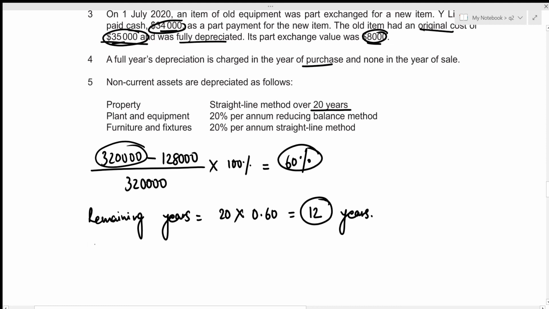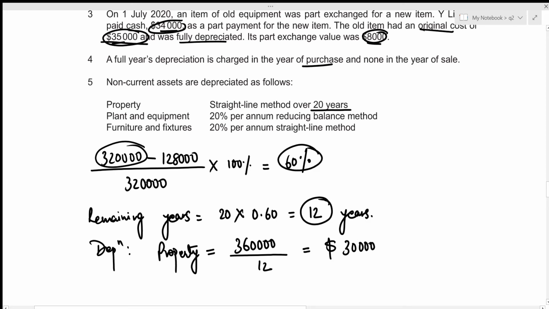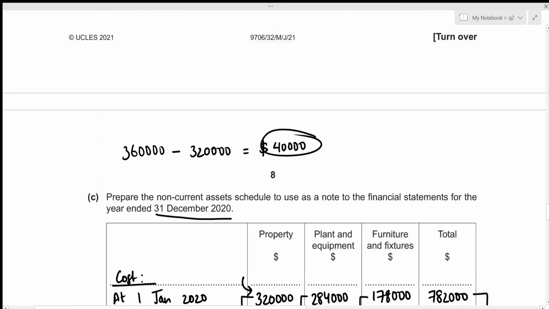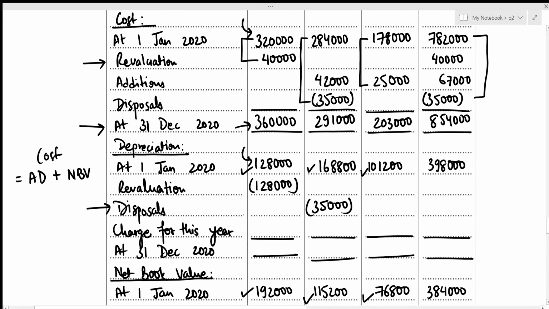So let's charge it. The depreciation charge for property is going to be, now we charge the depreciation on the new revalued amount, which is 360,000, right? So we just need to divide 360,000 among 12 years. And that gives the annual depreciation charge to be 30,000. Let's record this as the charge for the year in our depreciation section. That's 30,000.